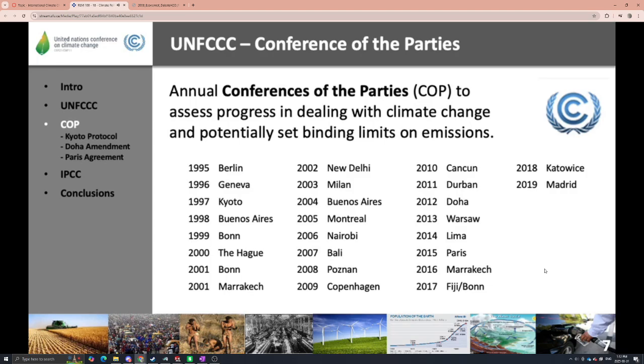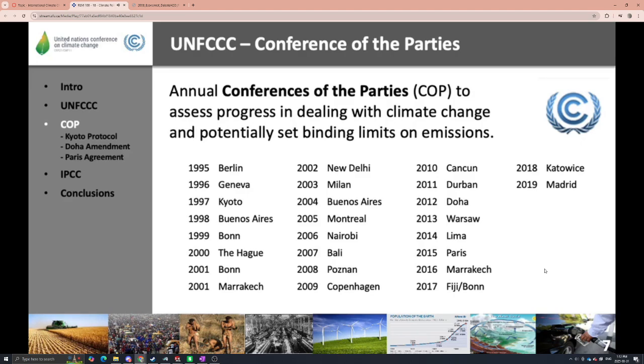To track progress, the signatory nations of the convention, which are referred to as parties, meet every year at the Conference of Parties, or COP. They discuss progress, or lack thereof, and negotiate next steps. The conferences are numbered. So we had COP1 in Berlin in 1995, COP2 in 1996 in Geneva, COP3 in Kyoto, and so on. Last year's conference in Madrid was COP25, which was supposed to be hosted in Chile, but civil unrest in Chile forced them to move the conference to another place, so Madrid stepped in.